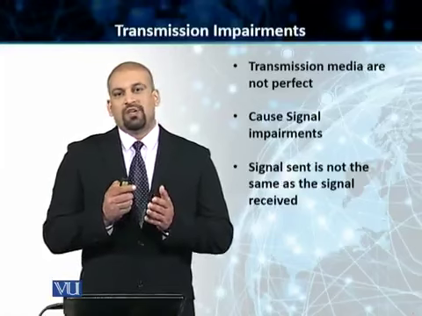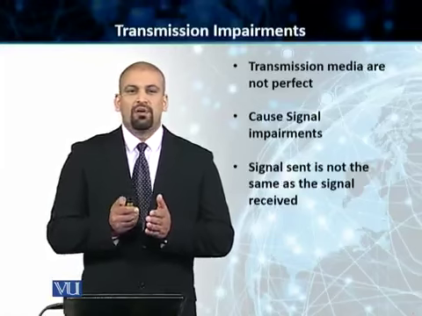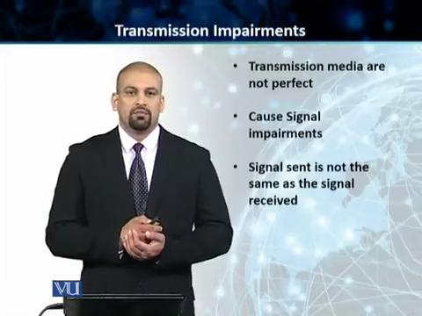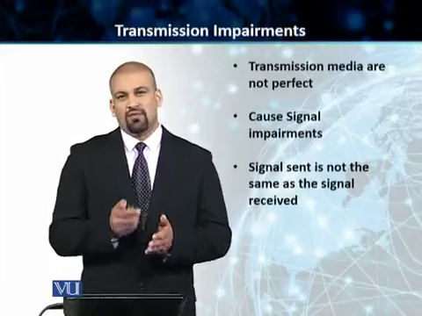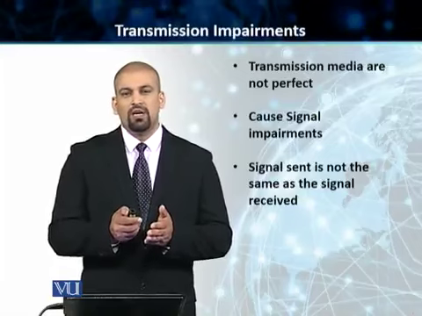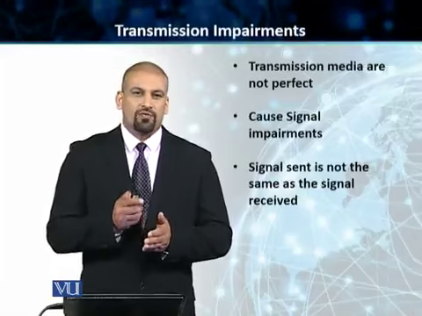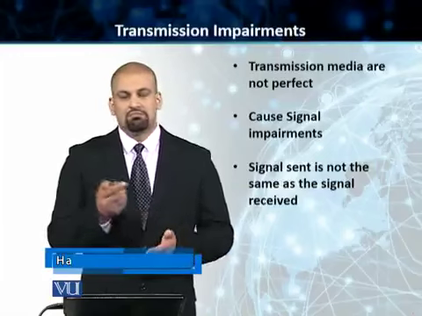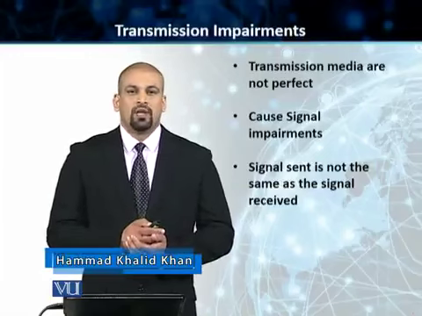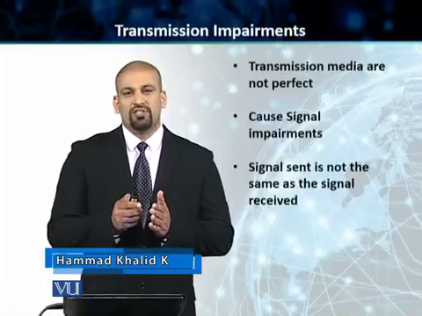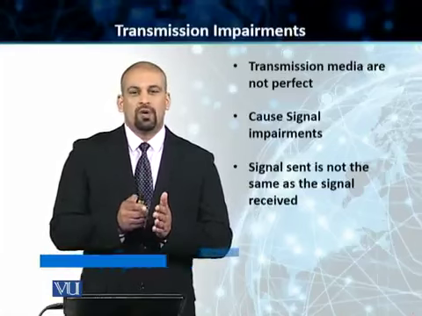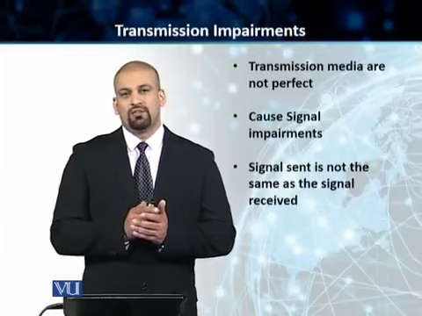There is a different kind of losses that happen on this transmission medium. These losses can be in the form of heat, these losses can be in the form of external factors, these losses can be in the form of catastrophic factors, lightning, whatnot. So what happens is, because of these imperfections in the transmission medium, we encounter what we call as transmission impairments.